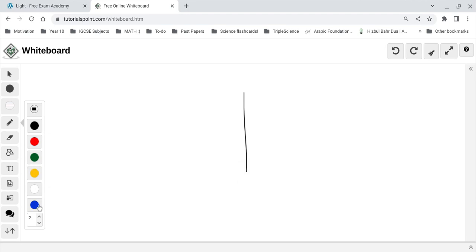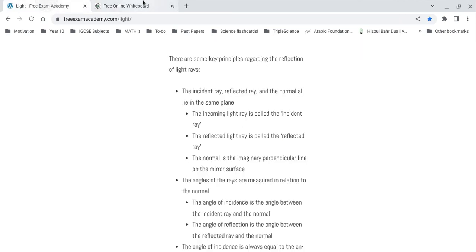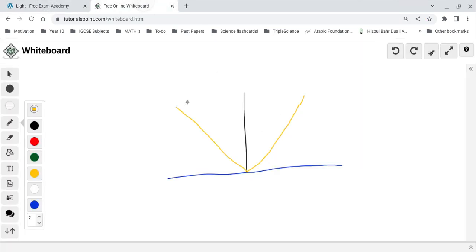It's perpendicular to our surface, and our angle of incidence and our angle of reflection are going to be equal to each other, right? So this is the angle of incidence, this is the angle of reflection, and the angle of incidence is the one that's coming in. You can remember that because of this I over here, in, and reflection, this is reflected, R. So it's the one that's going out.